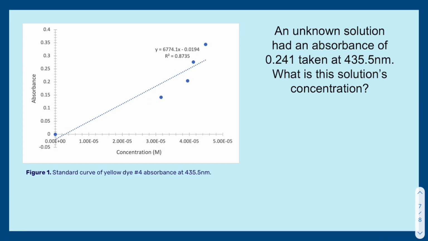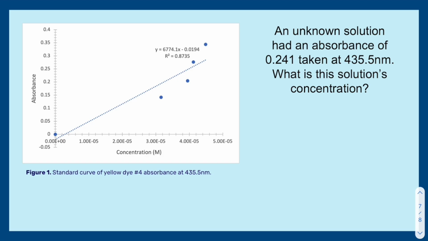Let's do an example. Let's say we have an unknown solution that had an absorbance of 0.241 taken at 435.5 nanometers, and it asks, what is this solution's concentration? One thing to note that is of critical importance is that this wavelength is equal to the wavelength from the calibration curve in which we will use the trendline equation. If they were not the same wavelength, this would not be the right calibration curve for this example, and you could not plug the absorbance into that trendline. So you have to make sure that it is the same wavelength.